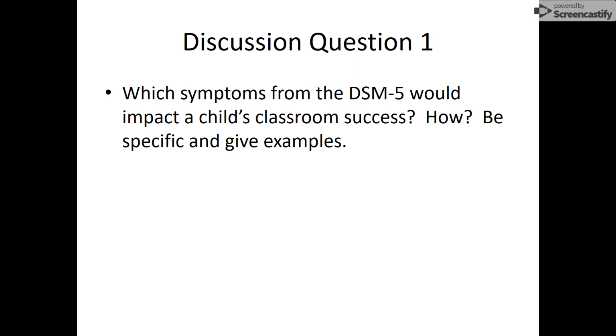So I want you to think about those features from the DSM-5 that are specific to an autism spectrum diagnosis. And I want you to think about the skills that a child needs in order to be successful within a classroom. Your discussion question number 1 is which of these symptoms from the DSM-5 would impact a child's classroom success? I want you to think about not just which ones, but how they might impact a child's ability to be successful in the classroom. For this question, I want you to be specific and I want you to give examples.